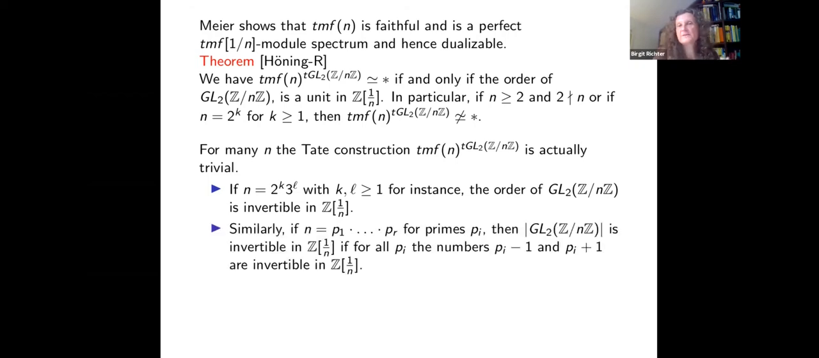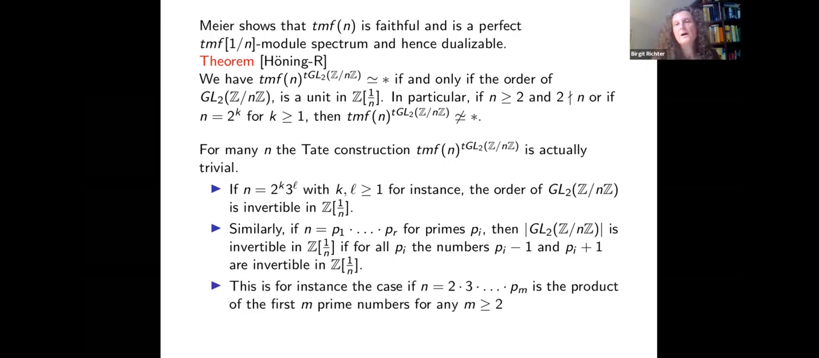So you can just write down some examples. I mean, just looking, when is this bloody group order invertible in pi naught? This is just, sit down and do it. So if n is of the form 2^k 3^l, then the Tate construction is trivial. And then you can just write down, if you have different primes, a product of these, then p_i minus 1 and p_i plus 1 have to be invertible for every prime. For instance, if you take the product of the first primes, that's fine, then the group order is invertible.